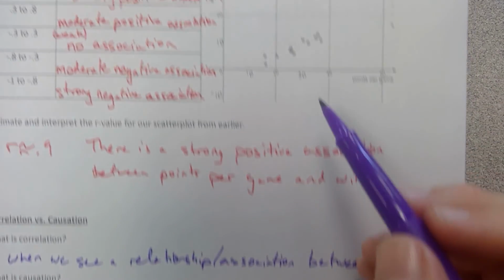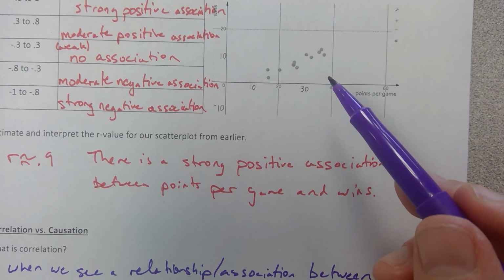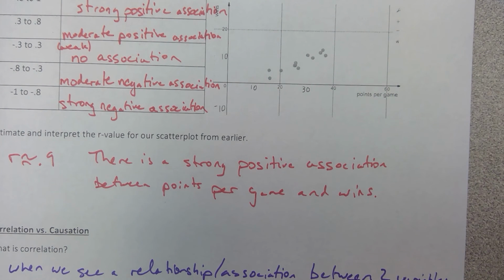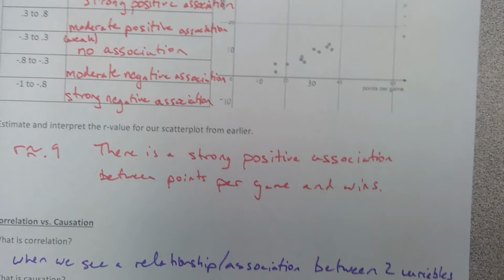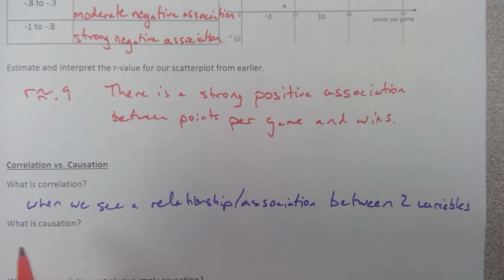So we see this association here. It's a strong positive association. These two are strongly correlated, because our estimate for the R value was 0.9. All right, so there's our first thing. Now, what is causation? I say, well, of course, Mr. Herman, causation means something causes something else, when something causes an event to happen. I'd be like, right you are.